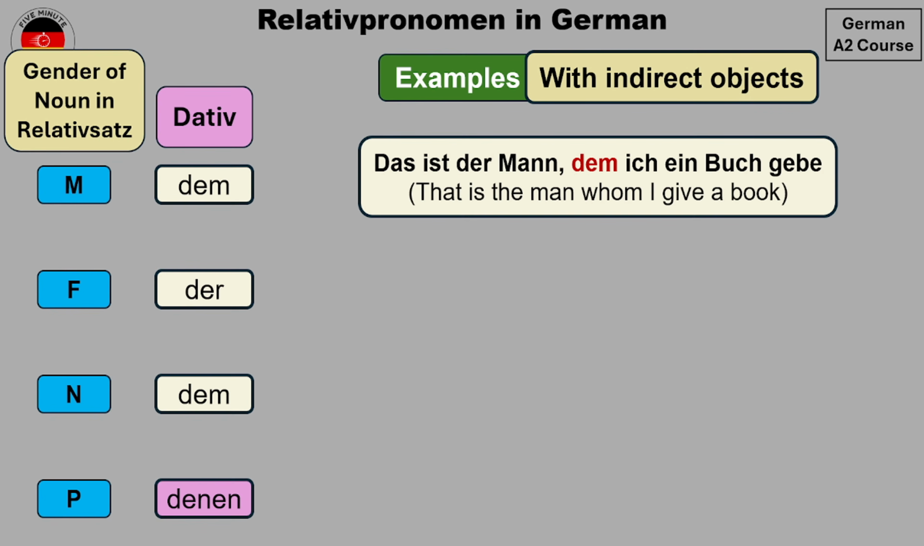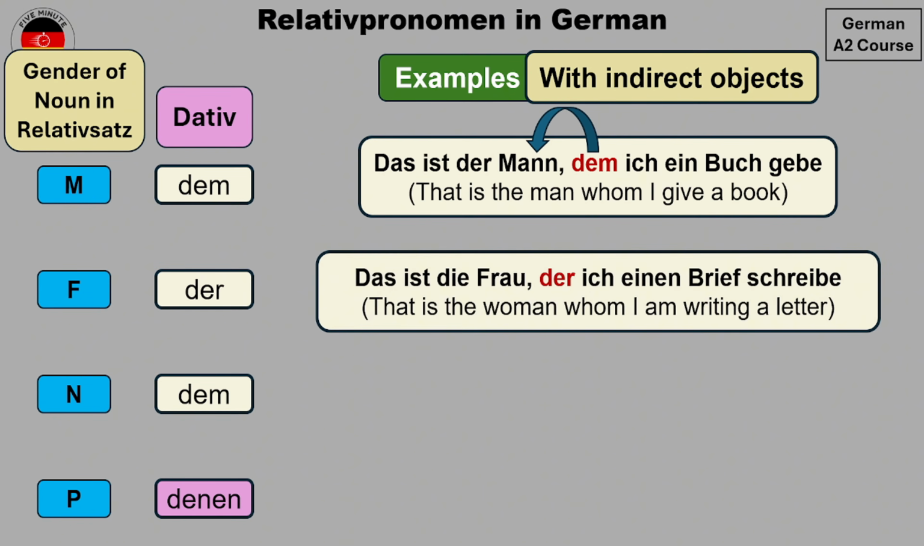Now you see that in the Relativsatz, Mann is the indirect object because he is the one who is getting the book. That's why we have used the relative pronoun dem over here. An example with the feminine noun will be, Das ist die Frau, der ich einen Brief schreibe. That is the woman to whom I am writing a letter. So since the woman is the one who is receiving the letter, she is the indirect object, or in dative case. That's why we have used der over here.